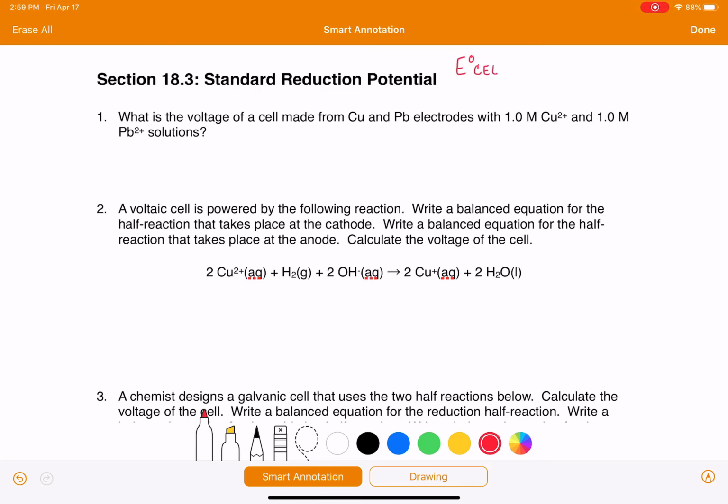So we have E cell is cathode minus anode. We also want to remember red cat. That helps us remember that the reduction is taking place at the cathode. And we also want to remember oil rig. That helps us remember oxidation is the one where electrons are lost as products. And we also want to remember, most important, E cell is always, no matter what, always positive.